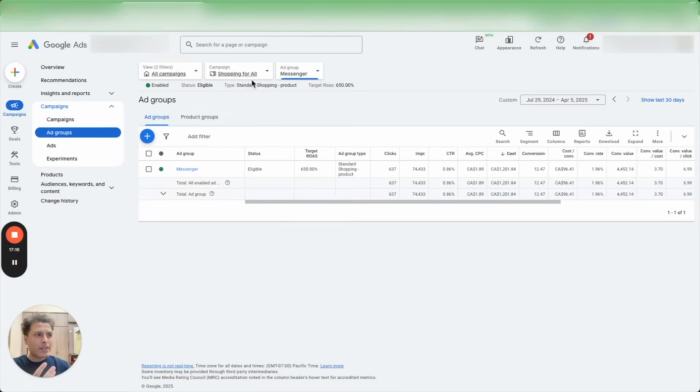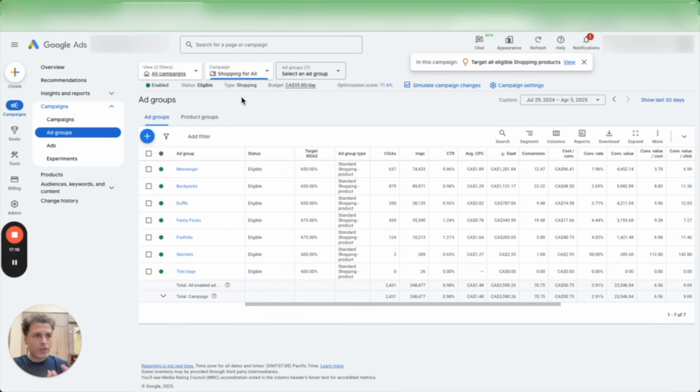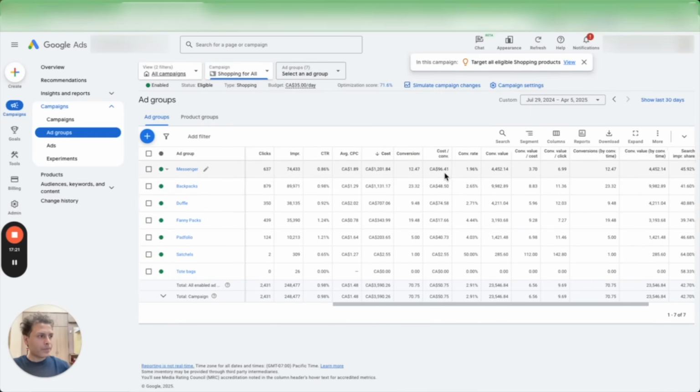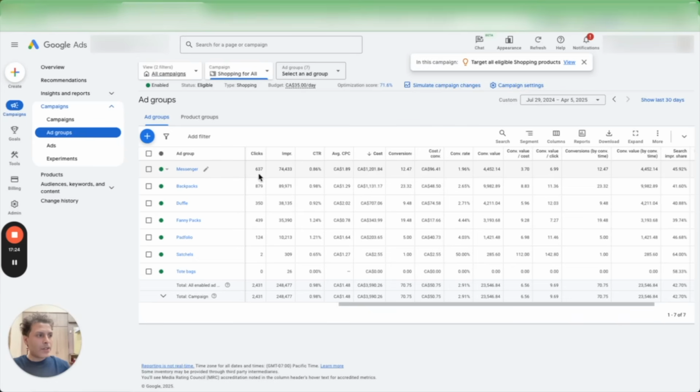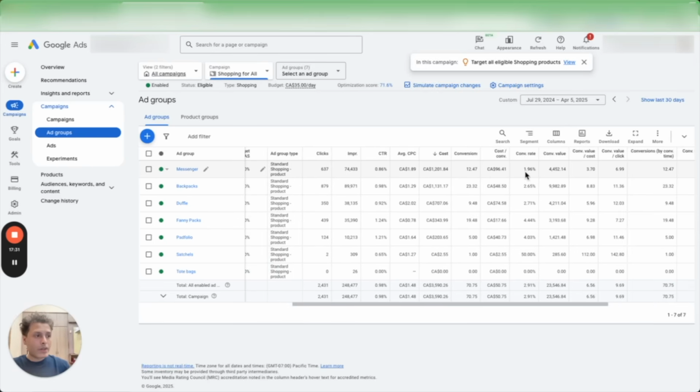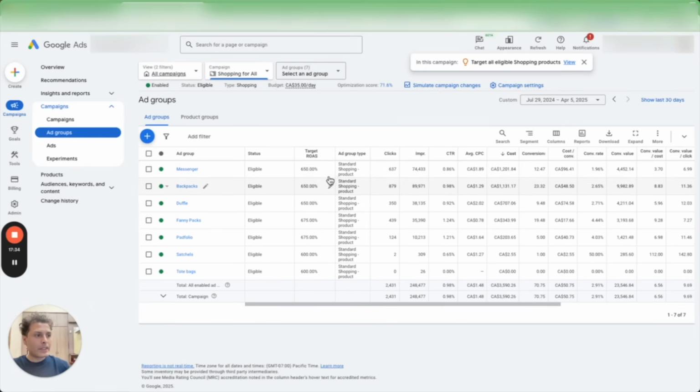So that was mainly the case; this is what the structure looked like. Then I found that messenger bags are performing with a ROAS of 3.7, which is obviously not very good. That's why you'll find that I have increased the target ROAS for this one. And then there were backpacks, 650 again. So over a period of time, whatever product group, product segment or product type is not performing well, you can just increase the target ROAS for that.